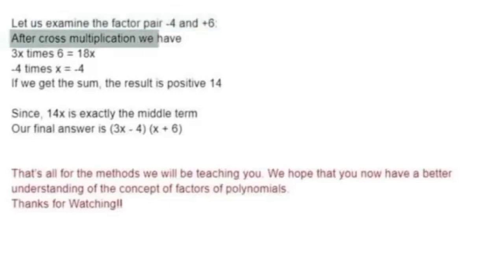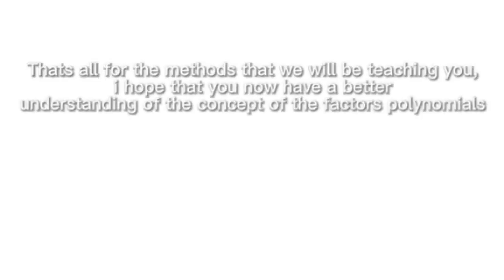After cross multiplication, we have 3 times 6 equals 18x, and negative 4 times x equals negative 4x. If you get the sum, the result is positive 14x. Since 14x is exactly the middle term, our final answer is the quantity 3x minus 4 and the quantity x plus 6. That's all for the methods we will be teaching you.